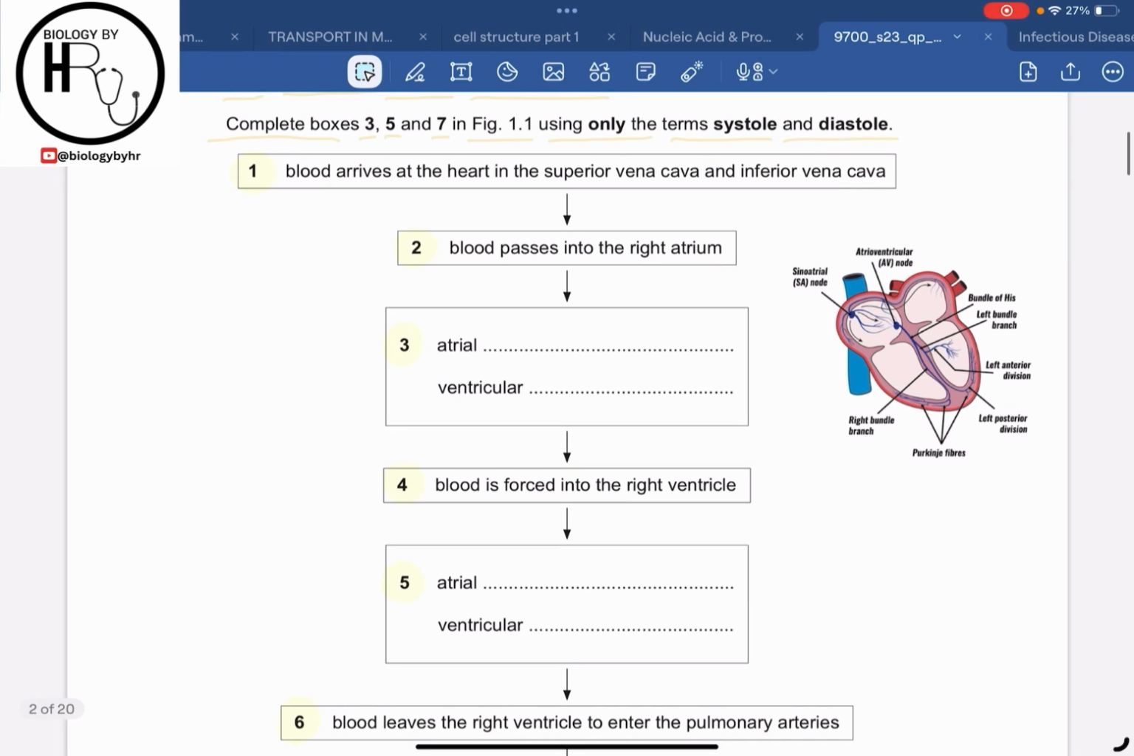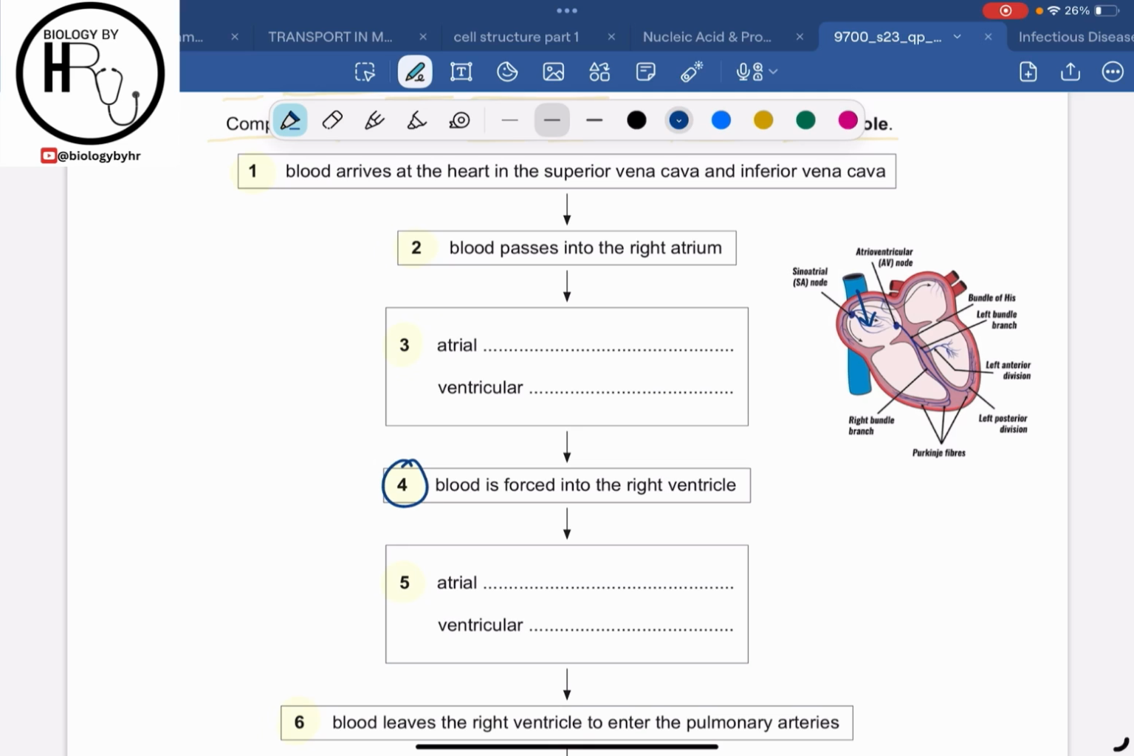Alright. So now what is happening is that the blood is passing from the superior vena cava and has entered into the right atrium of the heart, right? Then they are saying that atria and ventricle, and then step 4 is that blood is forced into the right ventricle. So how is the blood going to be forced into the right ventricle? Obviously it is going to be forced into the right ventricle when the right atrium contracts.